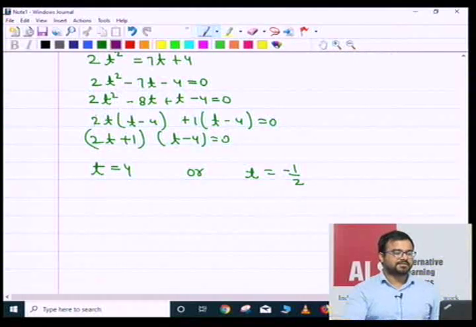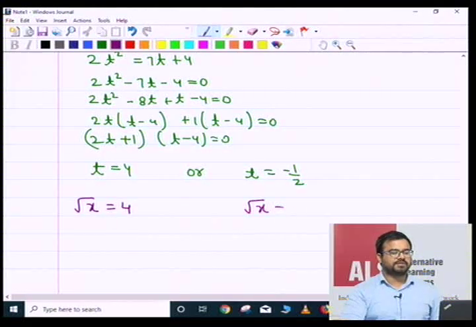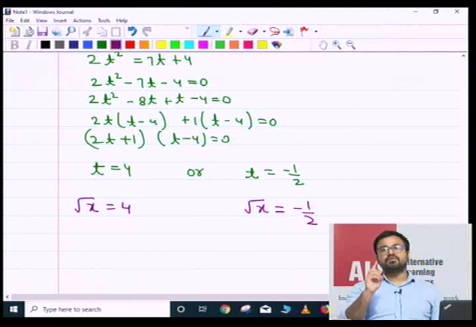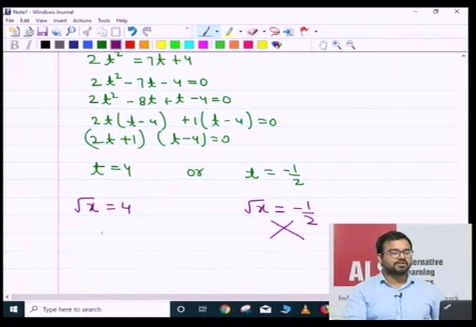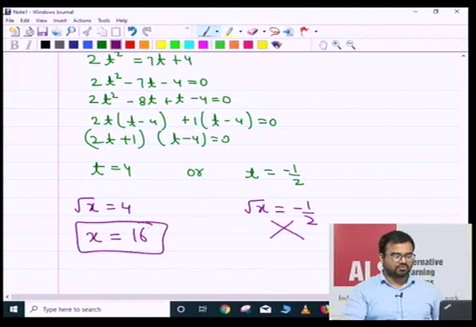So root x is equal to 4 and root x is equal to minus half. Now the main thing over here is that the output of root can't be negative. Root x is equal to minus 1 by 2 is not possible because root will always give you the positive answer. So from here you will say x is equal to 16. So only 16 is the correct answer, not minus half, because the output of root is a positive quantity.